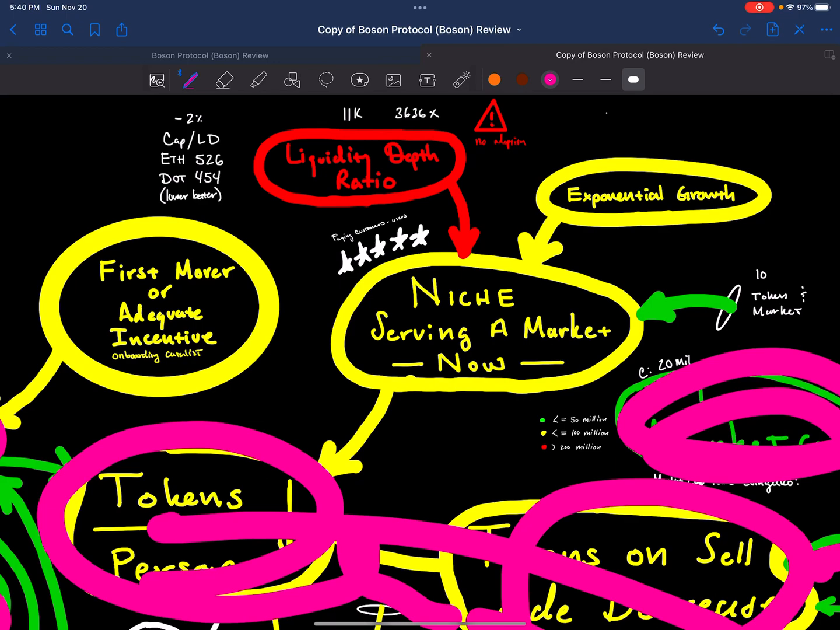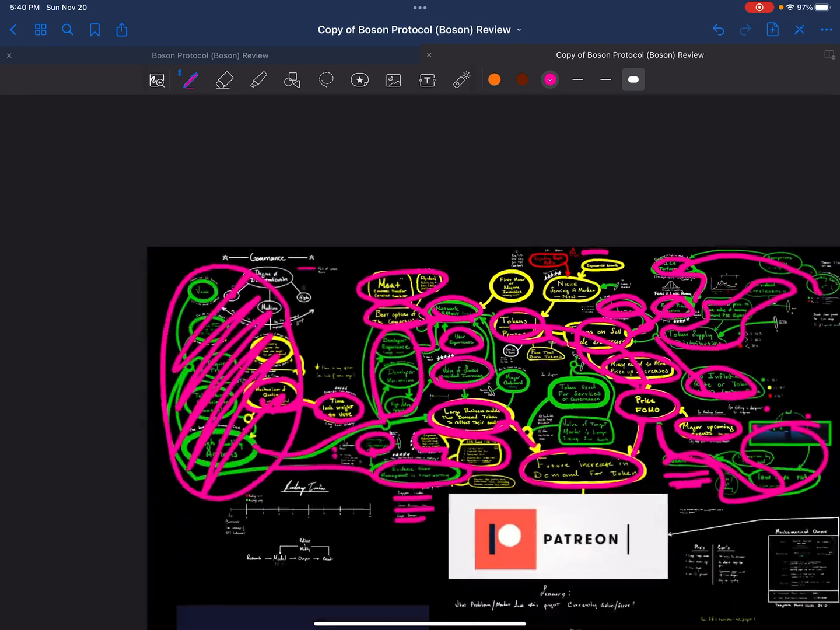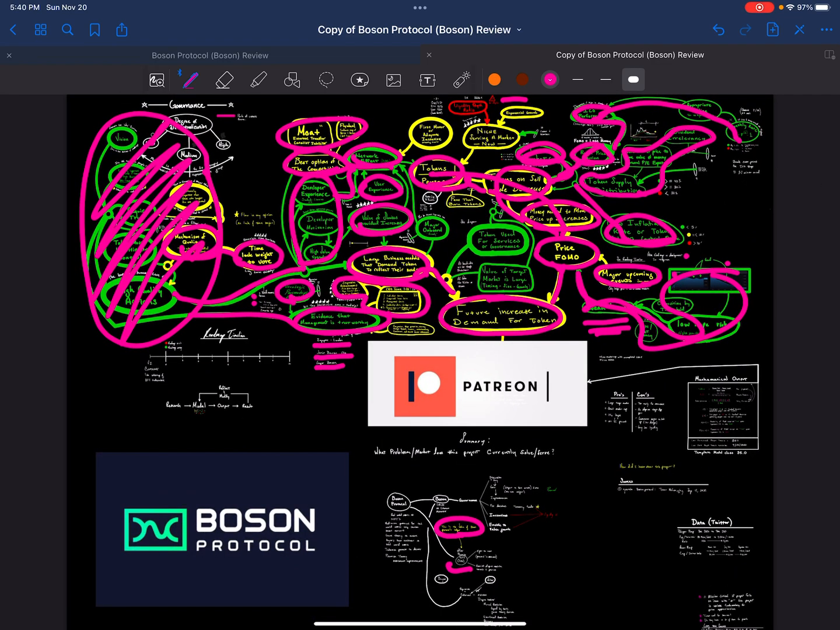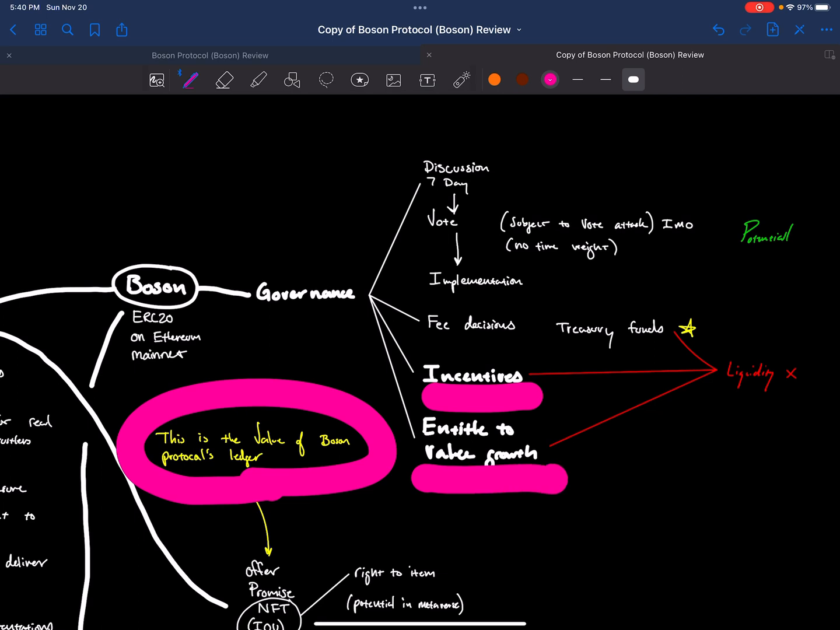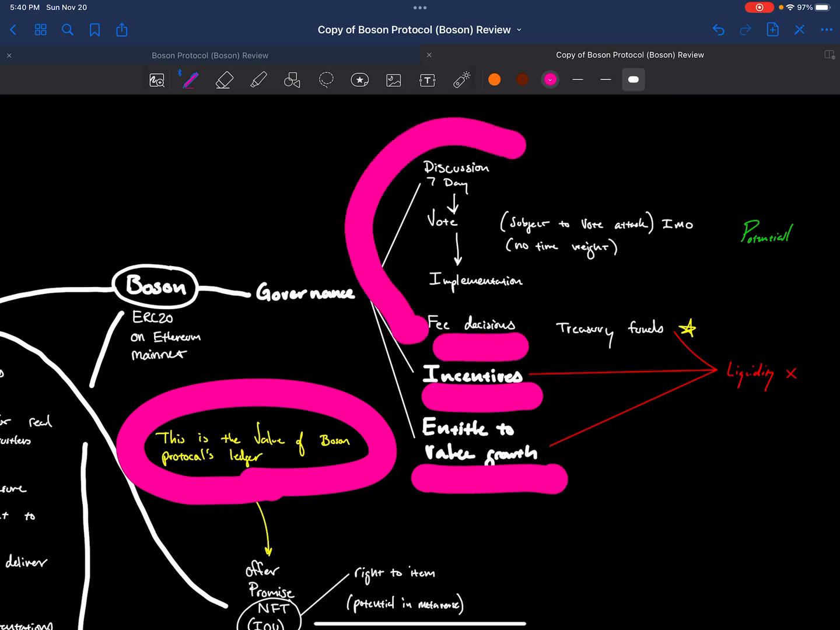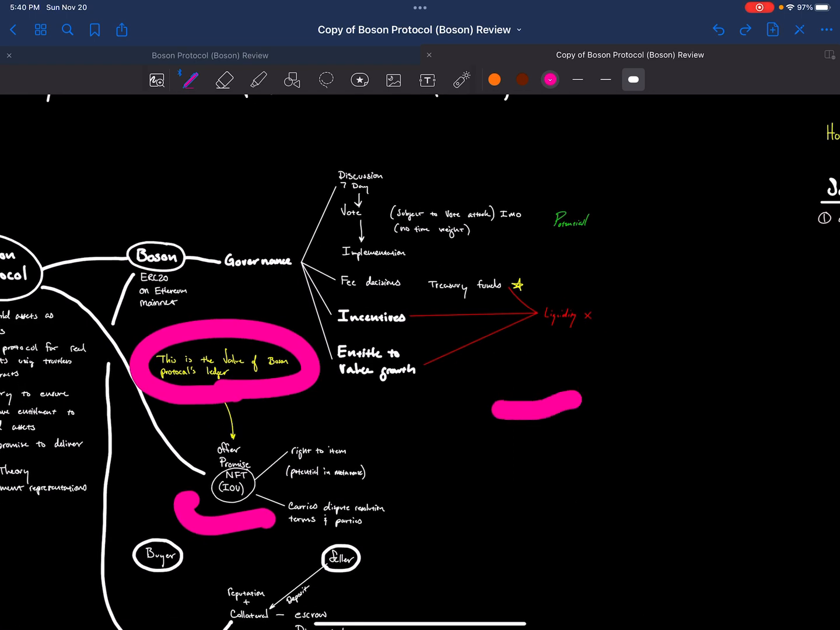Now, here's one of the reasons there's a lot of neutral things coming out of here: there's no liquidity depth for this. And for this protocol to be effective, you need people who can buy and sell the token, or mostly sell the token. These are the uses of the token: incentives, entitlement to value growth, fees, all this governance components. You need liquidity for fees to work, for incentives to work, for entitlement to value growth to work, because you need people to exit the protocol as well as enter the protocol.